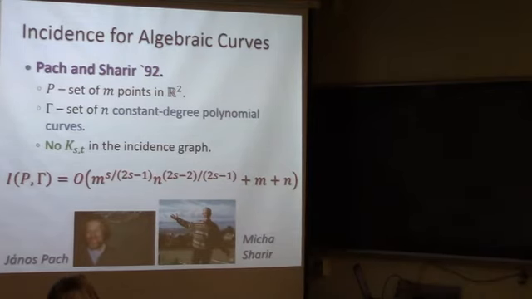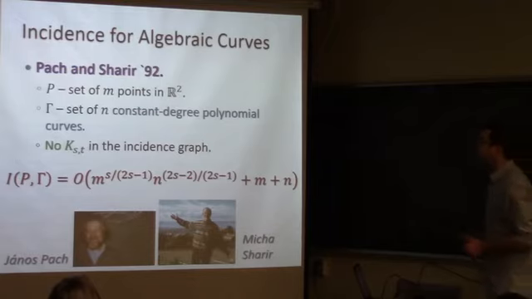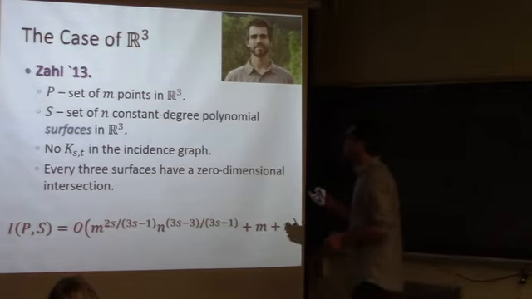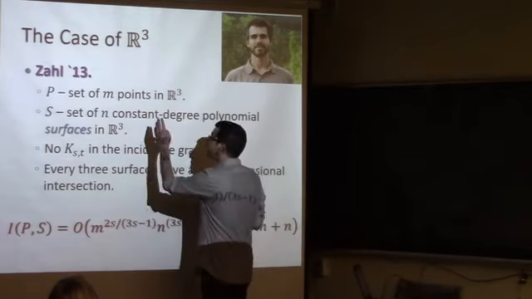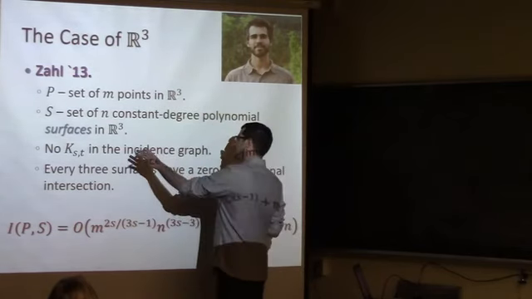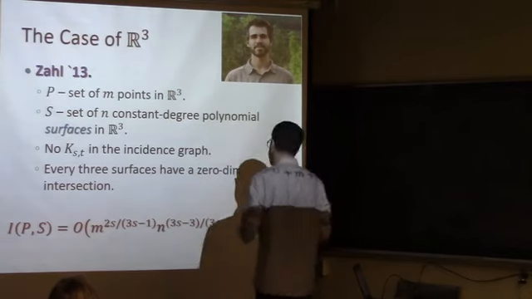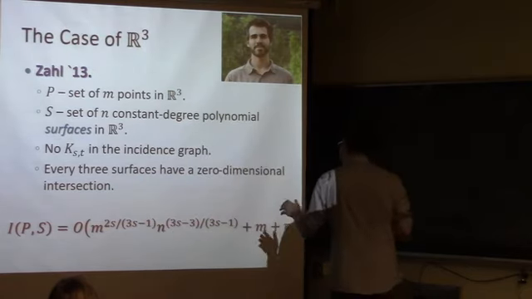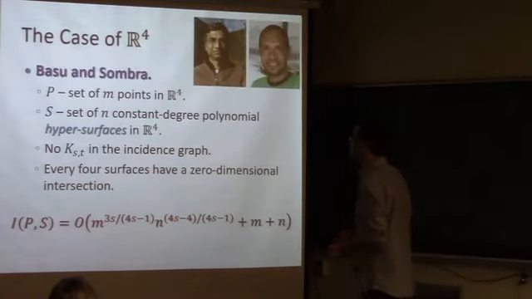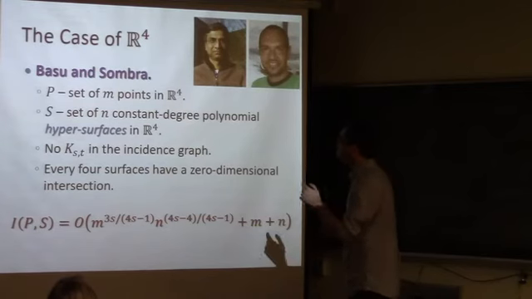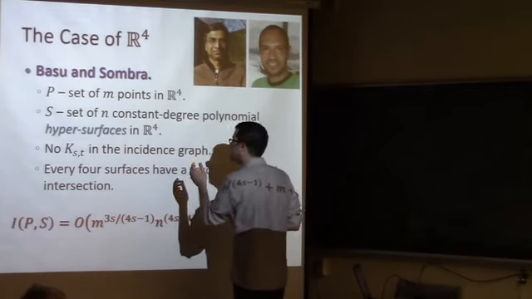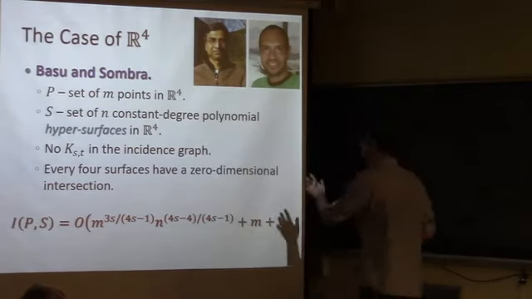Good point. Okay. You can do the same in three-dimensional space. Here is a result of Zahl, one of my closest collaborators, and he said if we're in R3, we take m points, n surfaces, algebraic, constant degree, no K_{S,T} in the incidence graph, and some other condition that I really want to skip, we can get a similar looking bound, a bit worse because we're in 3 dimensions now. And we can keep going. In 4 dimensions, Basu and Sombra, 2 algebraic geometers. So the same, we have m points and hypersurfaces, no K_{S,T}. This condition we're ignoring, another simple looking bound.